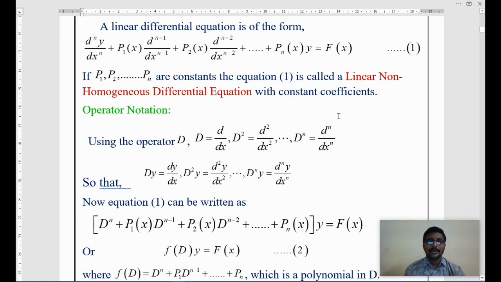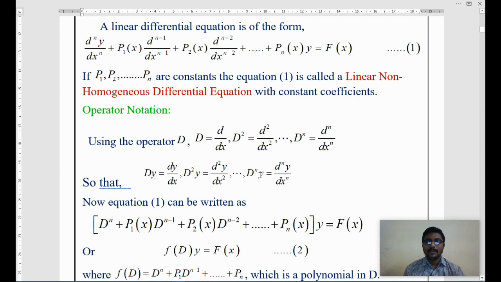Now coming to notation, the operator form. To get operator form, we have to use the operator D. Here the operator D is known as a differential operator. That is, D is d/dx, D^2 is d^2/dx^2, D^n is d^n/dx^n. So that we can apply to y. We will get Dy is dy/dx, D^2 y is d^2y/dx^2, and D^n y is d^n y/dx^n.